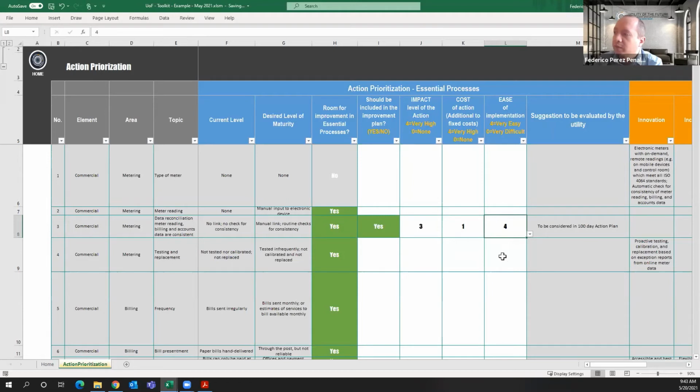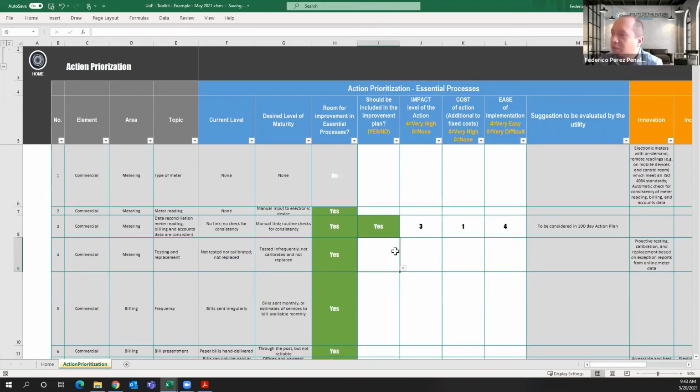So let's say 4. And you will see here in the tool that it will suggest that, okay, this action in particular, or this improvement in particular, should be considered in the 100-day action plan. Because the impact is high, the cost is low, and it's easy to implement.